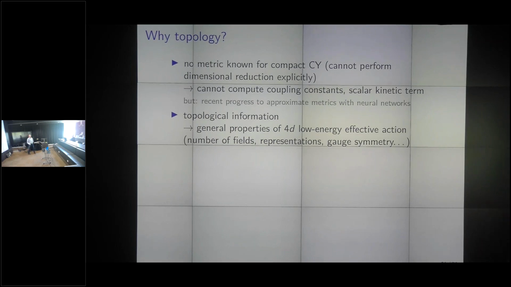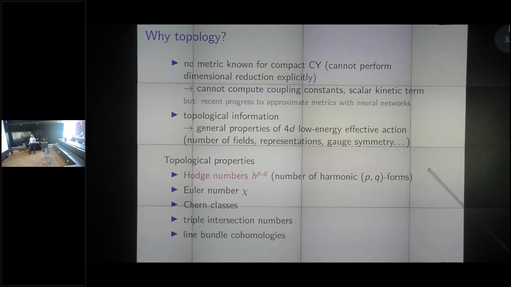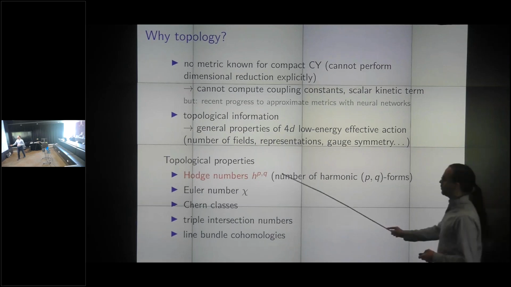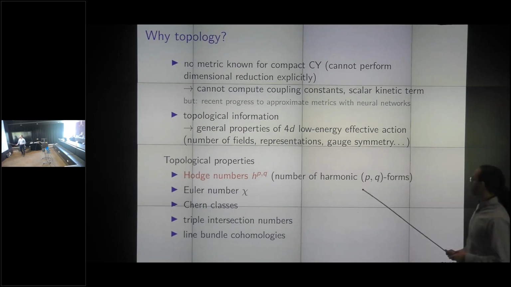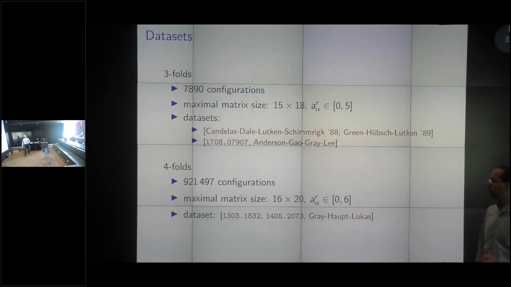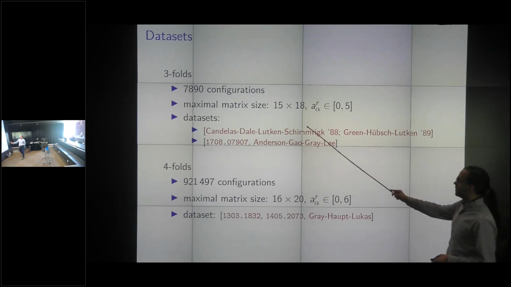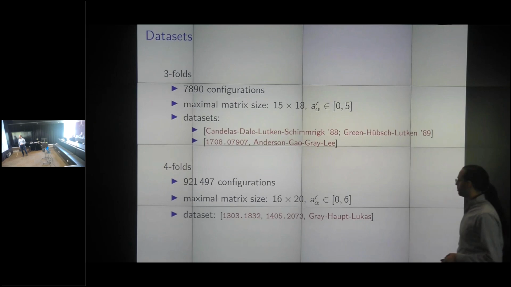So you have many topological properties, and I will focus on the Hodge numbers, which are related to the number of harmonic (p,q)-forms. Again, not important, just remember that it's a very useful number for the topology. So I will focus on two different data sets: the Calabi-Yau 3-folds and 4-folds built from complete intersections. You see that you get matrices of 15 by 18 and 16 by 20.